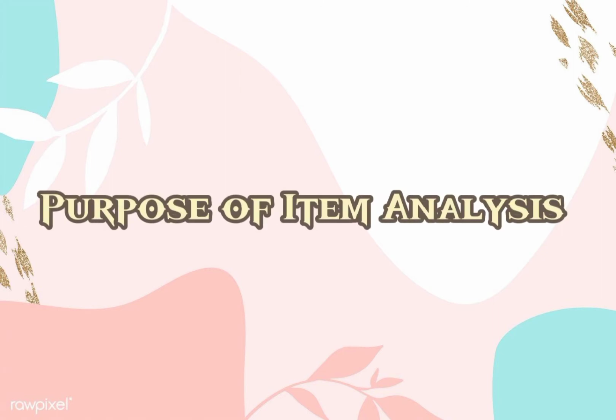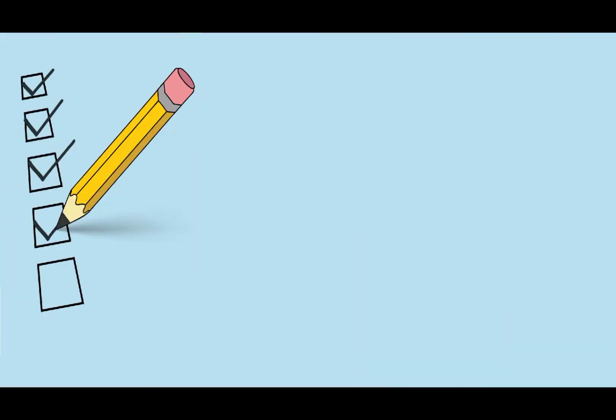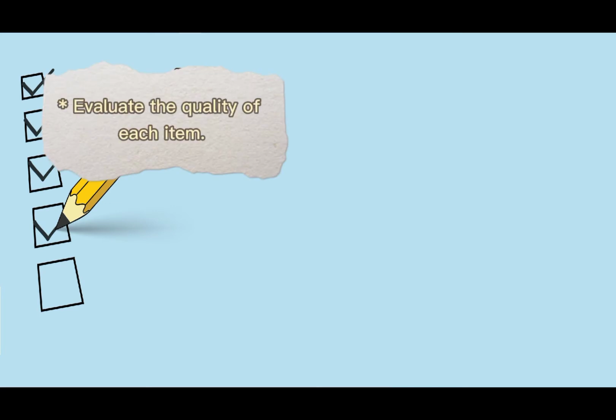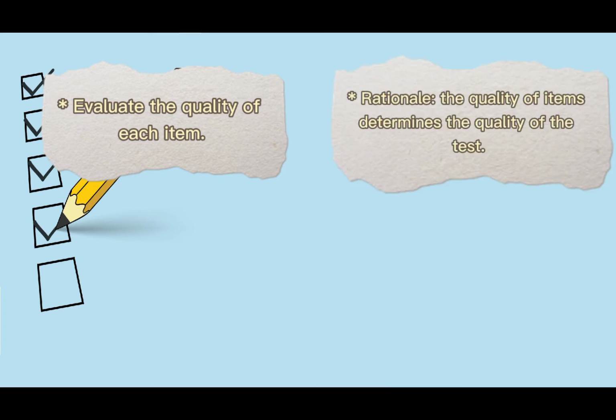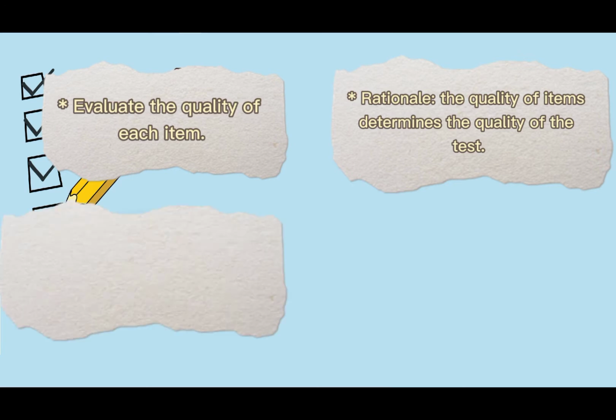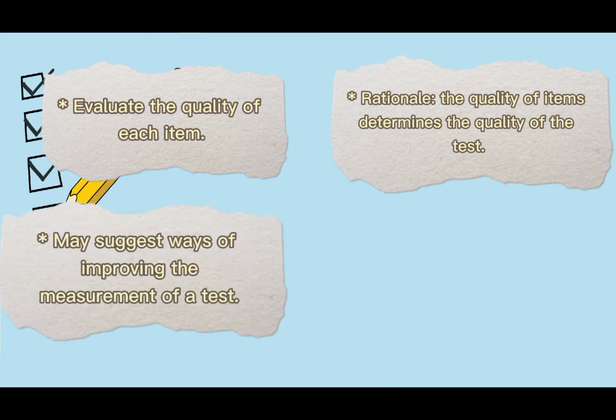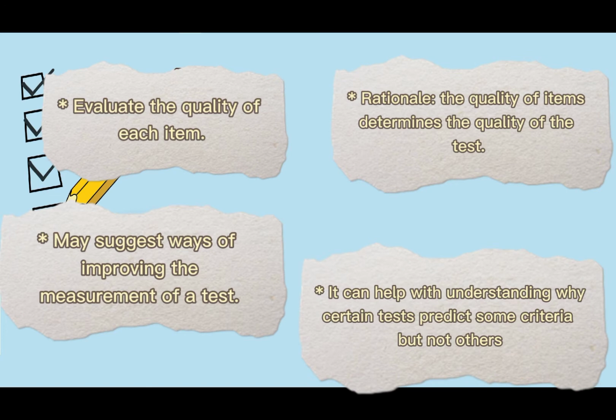Purpose of item analysis. First, evaluate the quality of each item. Second, rationale: the quality of the item determines the quality of the test. Third, it may suggest ways of improving the measurement of the test. And last, it can help with understanding why certain tests predict some criteria but not others.